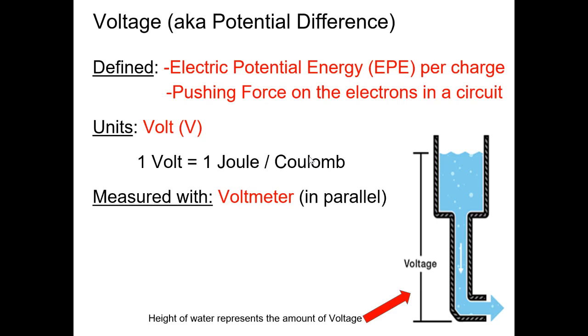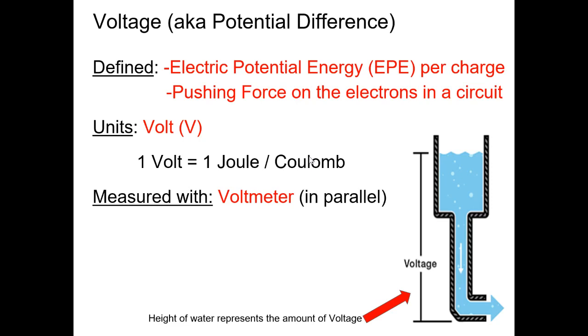So voltage, again, if we go back to our water analogy, the height of the water represents the amount of voltage. This is similar to gravitational potential energy, where if we drop a ball off of a 1 meter height versus a 10 meter height, we know that if we drop a ball from a greater height, it is going to have more gravitational potential energy. Well, if you give electrons, each charge, more potential energy, you are giving it more voltage.